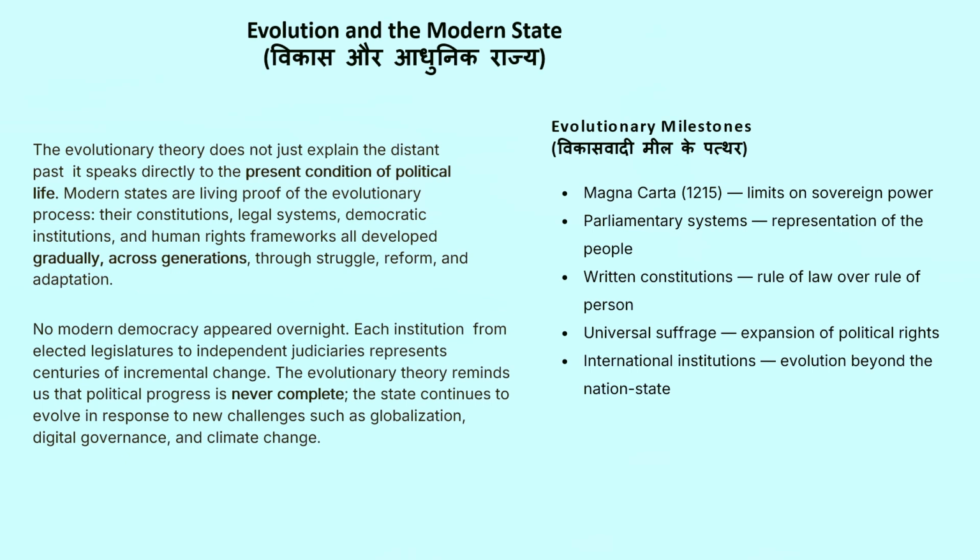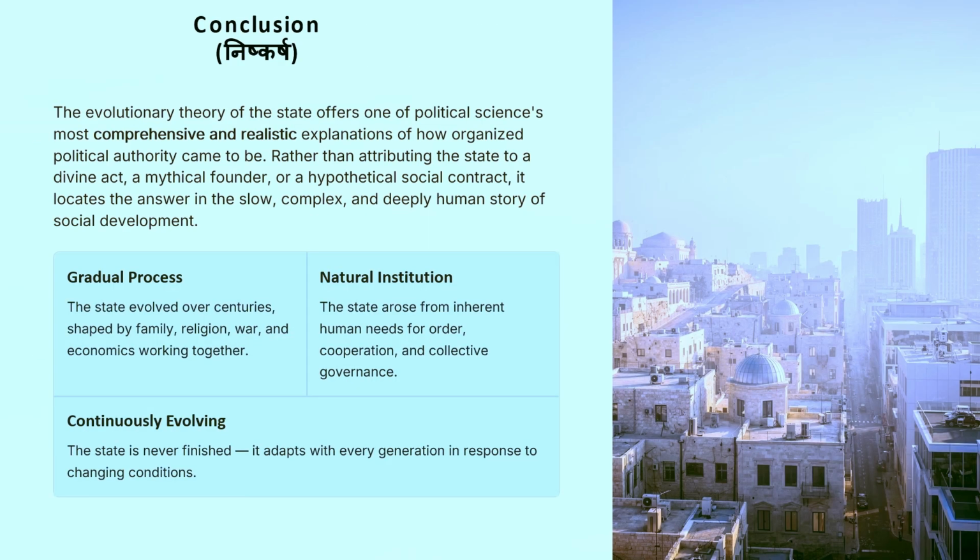The modern state is the result of a long evolutionary process. Institutions such as democracy, constitutions, and legal systems have developed gradually over time. And this supports the idea that the state is not static but continuously evolving.